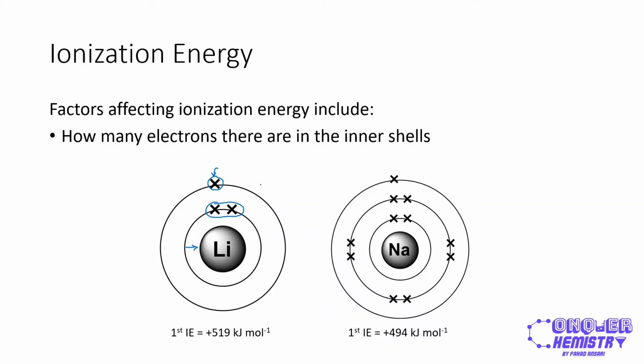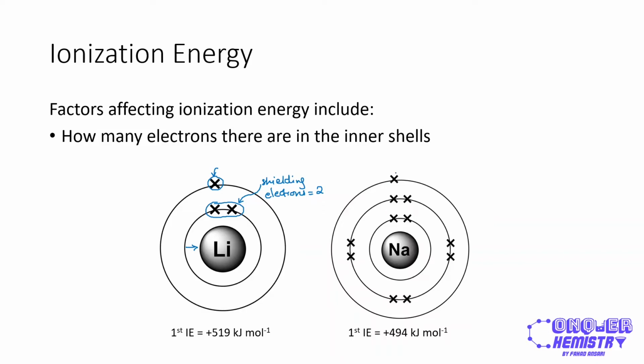So they basically shield the outer electron from the full attractive effects of the nucleus, so they are known as shielding electrons. So these are known as shielding electrons, and in this case we only have two of them. So the electron that needs to be removed will still feel quite a bit of attractive force.